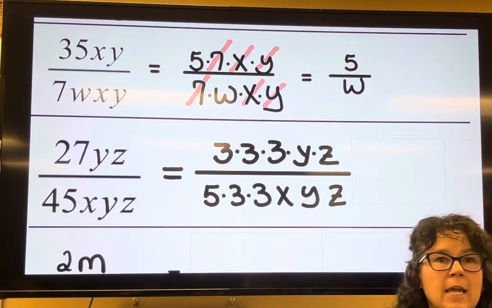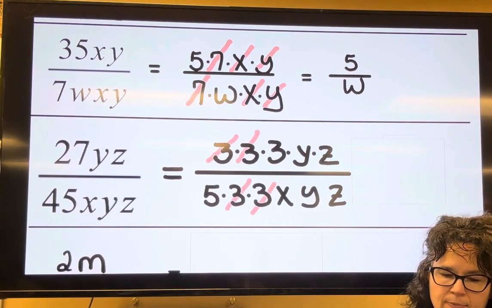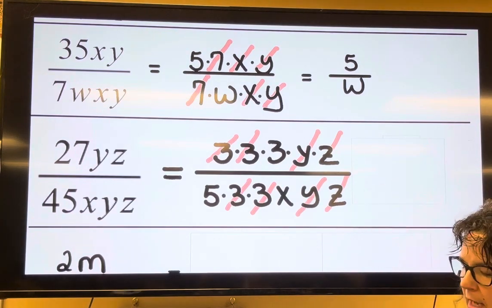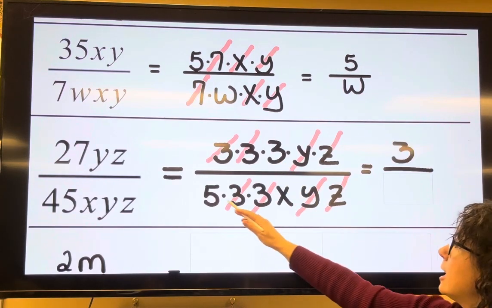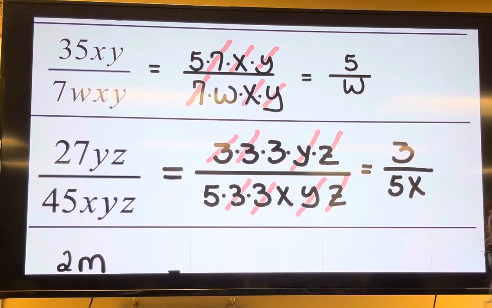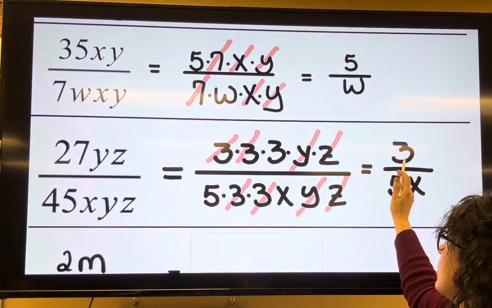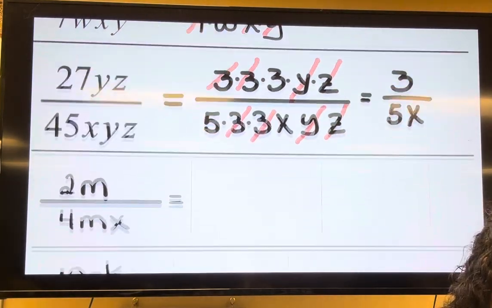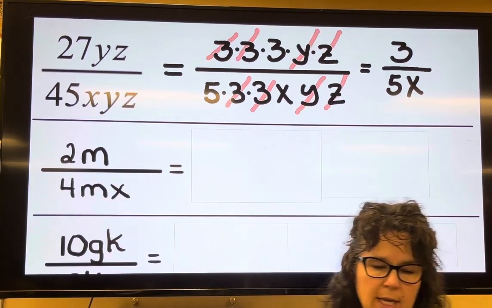Since we have all multiplication, we can cancel. So I'm going to cancel these 3's, the z's, and a y. And then what I end up having left when I'm done canceling is a 3 in the numerator, and then in the denominator 5 times x, so 5x. Now if you want to, you could think of this as 9 fits into 27 3 times, and 9 fits into 45 5 times.